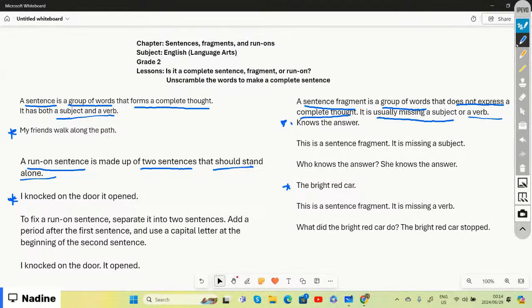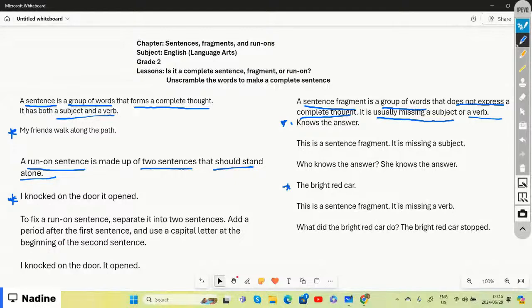All right, and in order for us to fix a run-on sentence, right? If you want to fix a run-on sentence, we fix it by separating it into two sentences. Because remember, we said it is two sentences that are basically in one sentence, right? And they should be standing on their own.